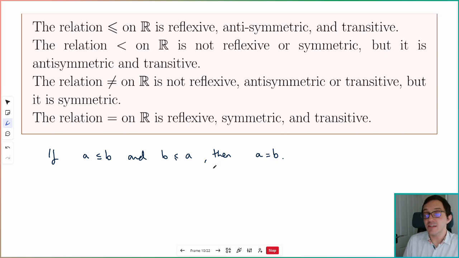In this case, because the relation is reflexive, it's actually true that whenever A is equal to B, this does happen. That needn't be the case. For example, if you're reading ahead, you'll notice that I'm also claiming that the relation A less than B is also anti-symmetric.